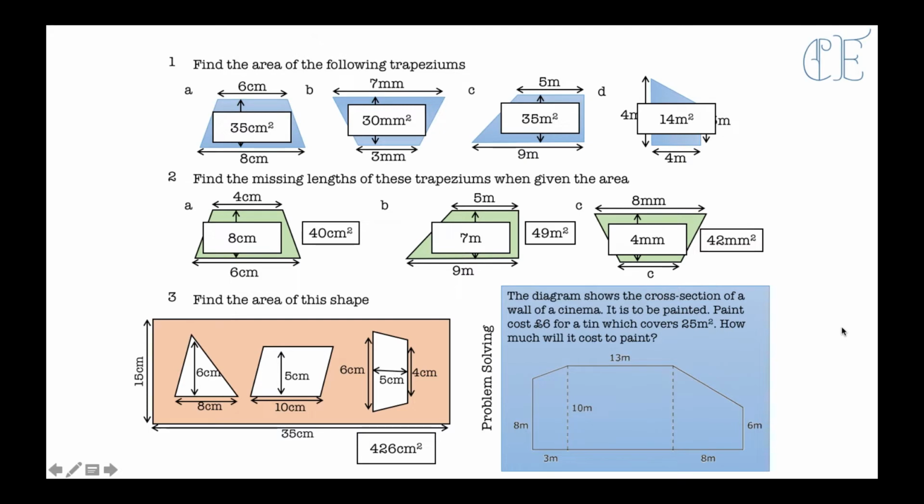And for the problem solving question, the diagram shows the cross section of a wall of a cinema. It is to be painted. Paint costs £6 for a tin which covers 25 metres squared. How much will it cost to paint?